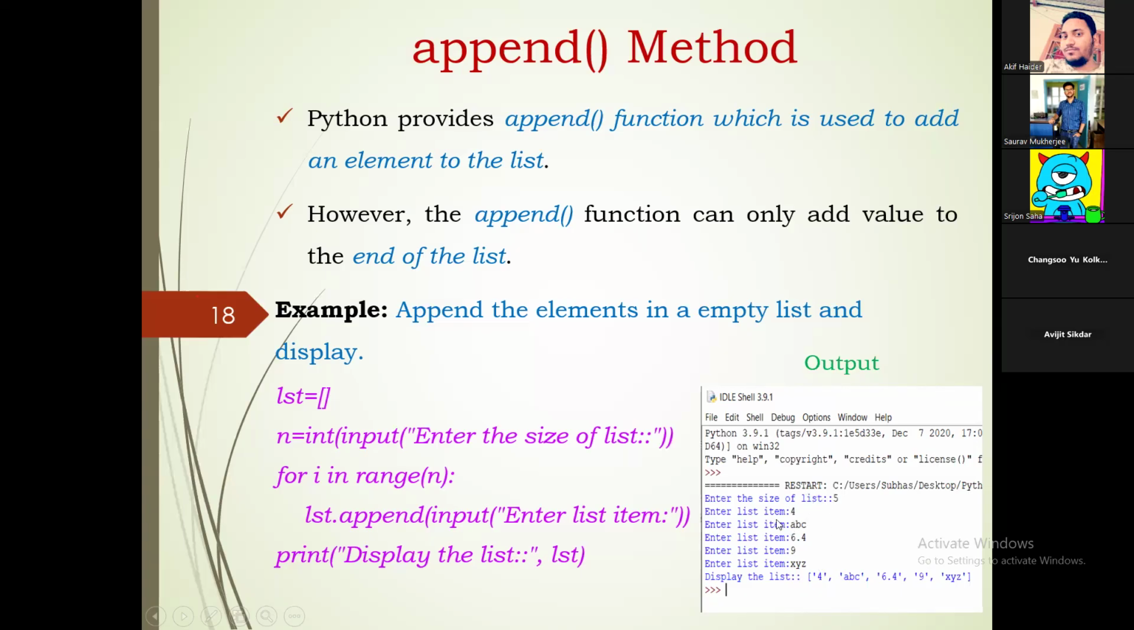And after putting the 5 items, the list is created. That is how we can input the list. Initially I have taken an empty list. Now how do we put the 5 values? If I want to put 10 values, I can put 10 values.